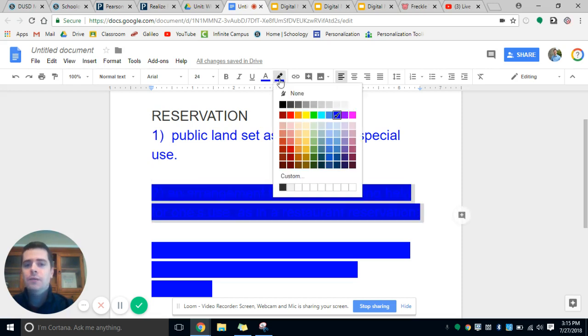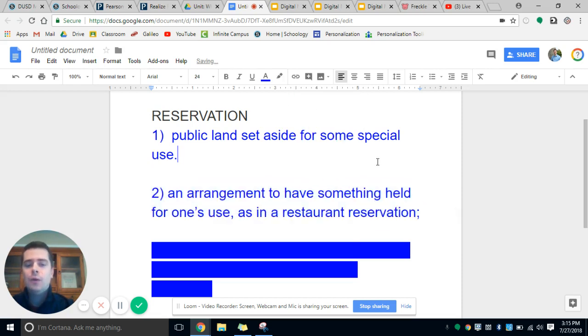The second meaning of the word reservation is an arrangement to have something held for one's use, as in a restaurant reservation. So if you really want to go out to that amazing restaurant, you might have to make a reservation. Maybe there's a video game coming out and you reserve it so that you can buy it when it comes out.